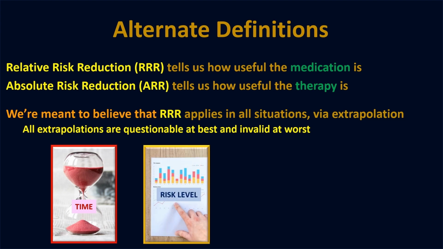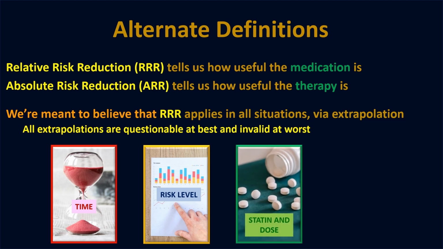We can extrapolate to different risk levels. We can say the relative risk reduction from the Lipitor ad applied to a group who had a 3% risk of a cardiovascular event, and we're applying it to a 20% or a 30% or a 40% risk. That may not be valid. We can extrapolate among different statins and different doses, and obviously different doses, you can see why that's not a valid extrapolation, but even different statins, it's not a valid extrapolation.